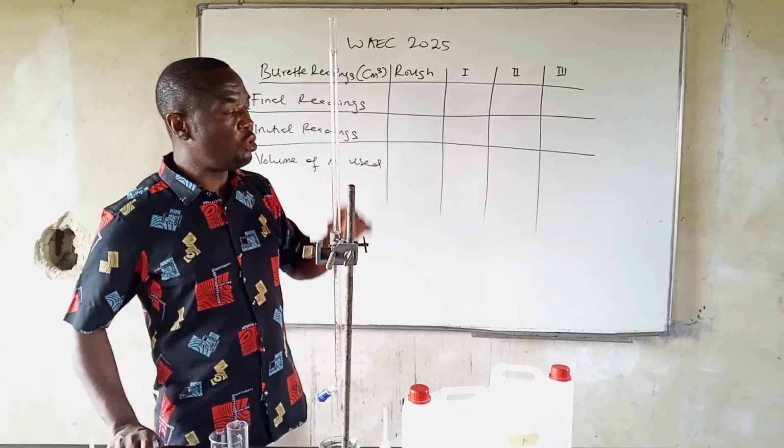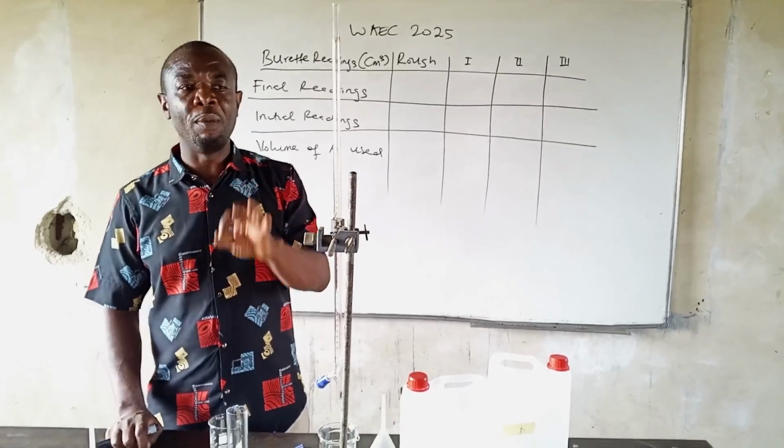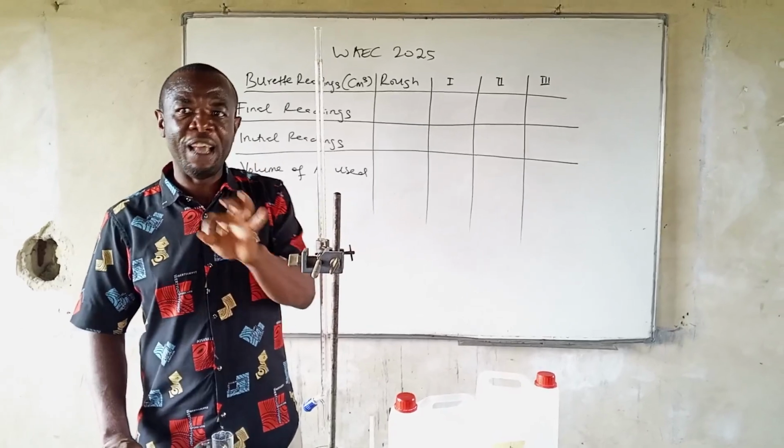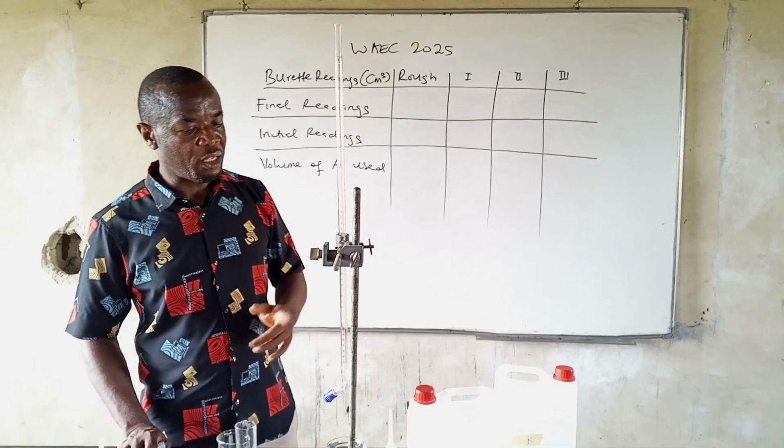So we're going to point out those errors. And then also at the end of the video, I'll still teach you how to manipulate your table, if you have the end point, how you can get the table without doing the experiment. So we'll now start the experiment.